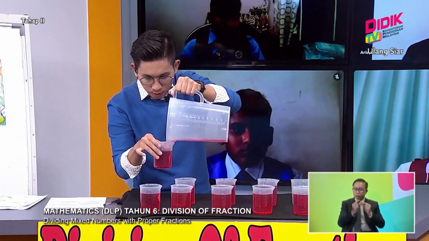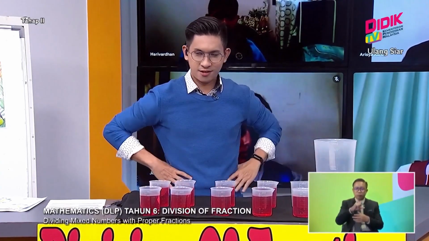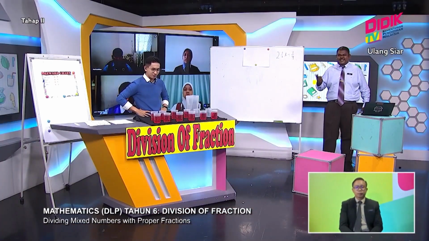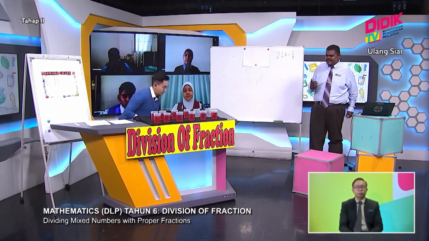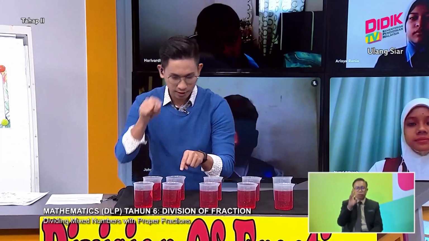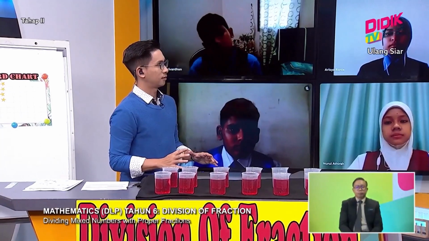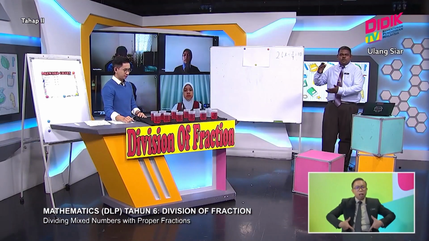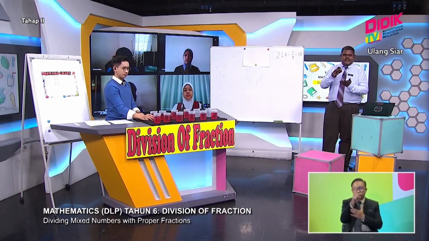So what Chris is doing now is grouping the syrup into 250 milliliters each. Sir, have you completed? Yes. Okay, let's count. How many groups? Okay, so 1, 2, 3, 4, 5, 6, 7, 8, 9, 10. 10 groups. 10 beakers. Yes. This is how you divide in a real life situation. You divide 2.5 liters of syrup into 1 over 4 liter in each beaker.